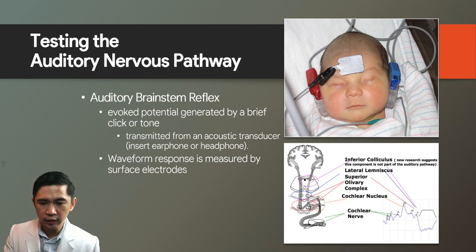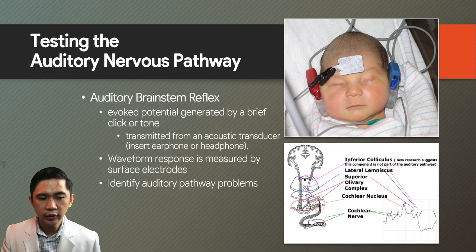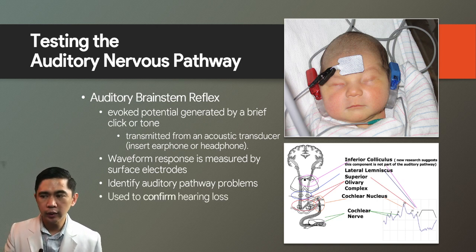And this is the wave that is usually generated after measuring it from the surface electrodes. We have the wave 1, 2, 3, 4, and 5. So this is what we call the auditory brainstem response, or ABR. This will identify auditory pathway problems and is used to confirm hearing loss.